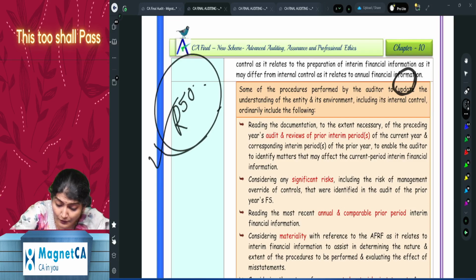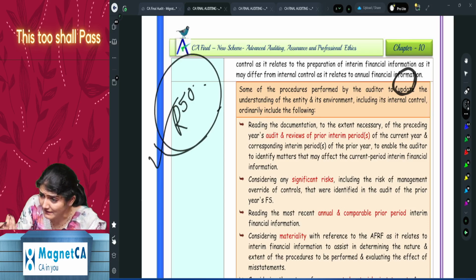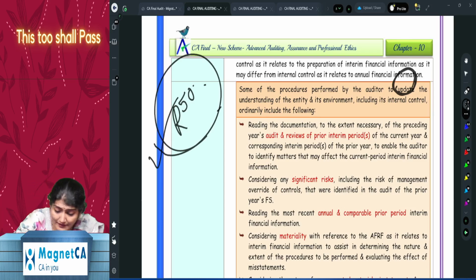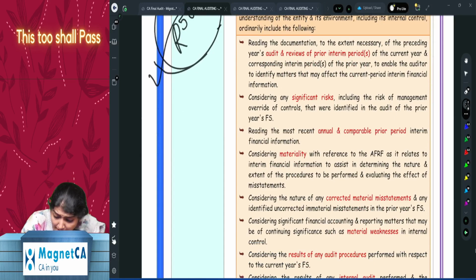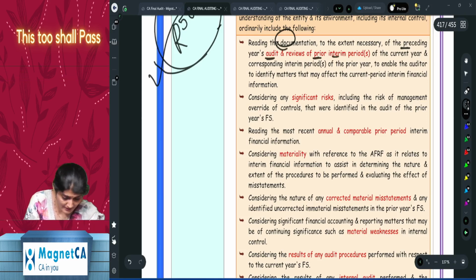Okay, right. So what is the question? How do you update? Why update? Because you already have the knowledge, because you've done the audit. Now you're doing the first quarter review, so you have to update your understanding. So what does it say? Read the documentation to the extent necessary of the preceding year audit and the review. So one, you read your last year audit file.